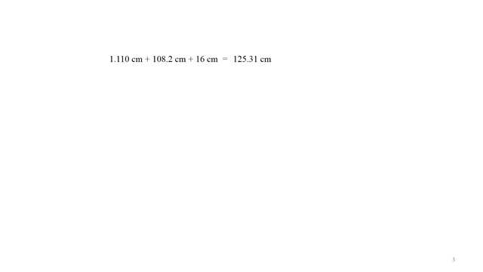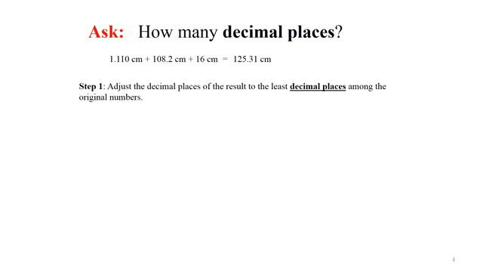Let's look at the example. You add 3 numbers. Because you performed addition, the question you should ask is, how many decimal places? So you look at the 3 numbers you added. The first number has 3 decimal places. The second number has 1 decimal place. The third number has 0 decimal places. 0 is the smallest number.